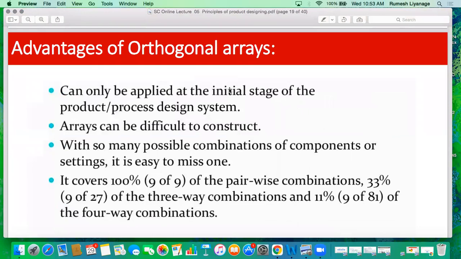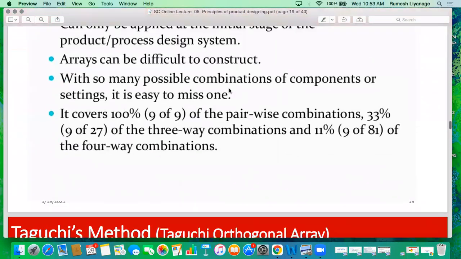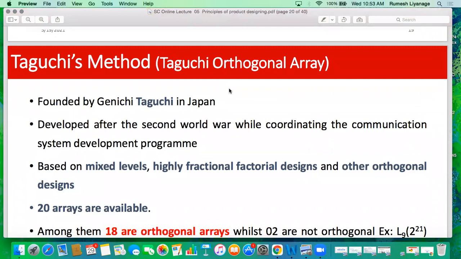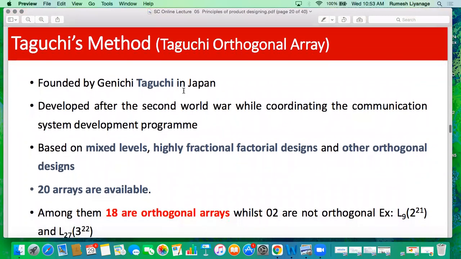Here again we are discussing advantages, so you can read and understand. And Taguchi is one, right? This is a very good design. In your research and product development, we always use Taguchi's design, right?